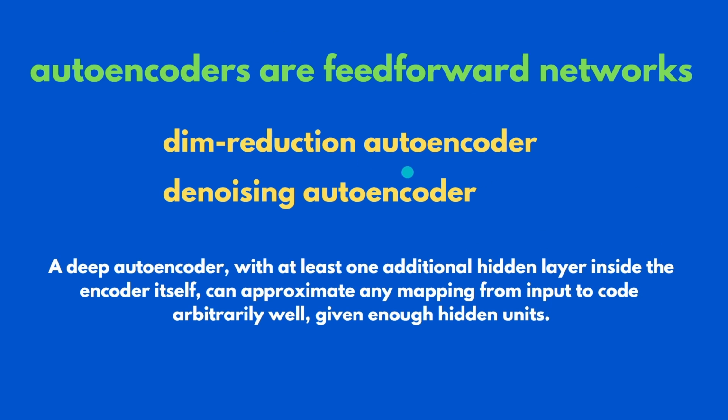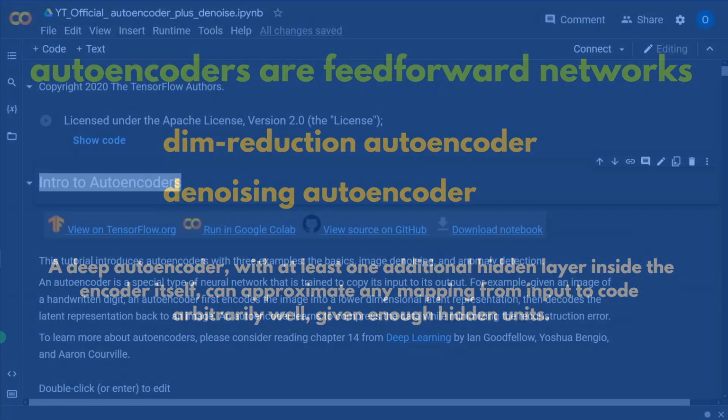So this is it from theory. We have autoencoders, feed-forward networks. I show you dimensionality reduction, then denoising, and maybe we will have a look at the variational autoencoder. But let's go now and code in Colab.